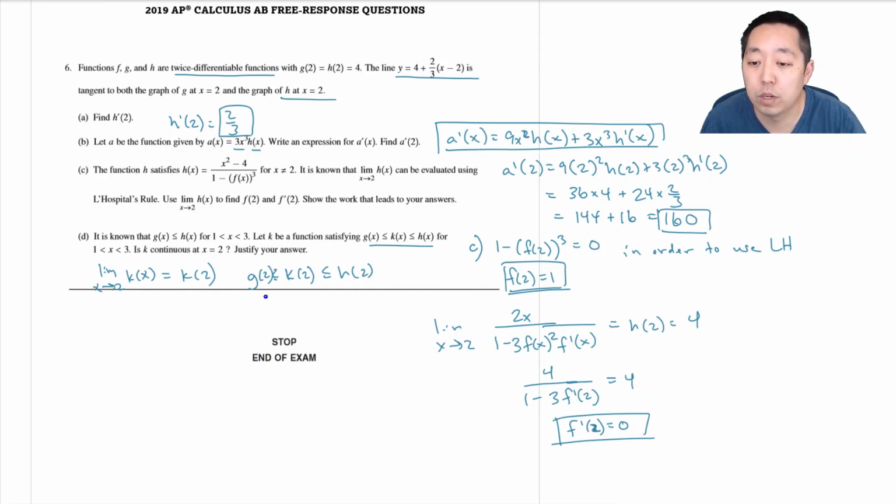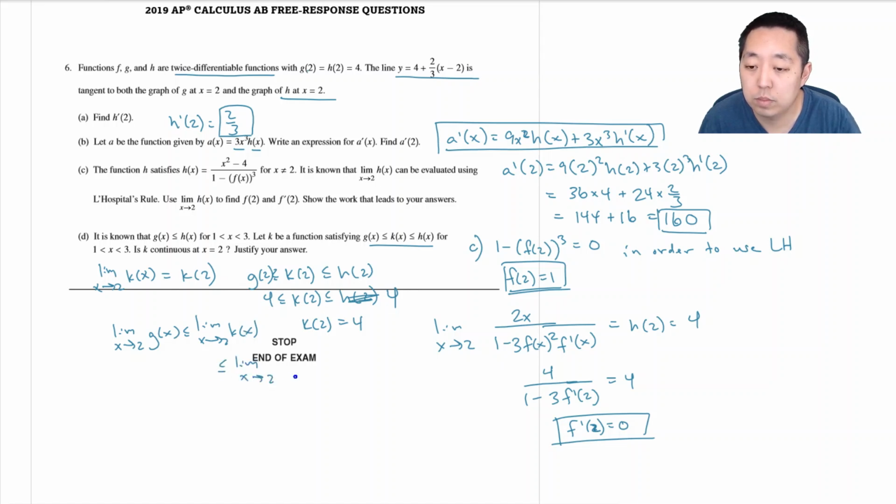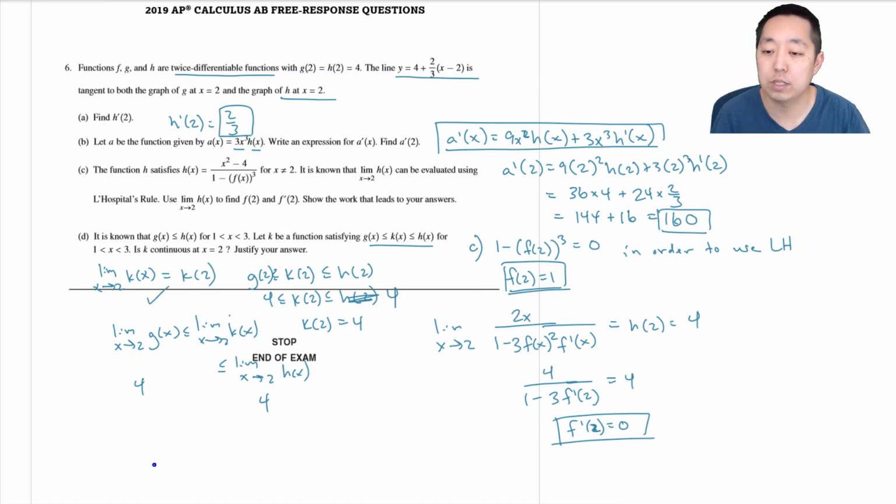And h of 2 and g of 2 are both 4. So 4 is less than or equal to k of 2, less than or equal to h of 2. So k of 2 is between 4 and 4, so k of 2 has to be equal to 4 in order to satisfy this inequality. For this side, you use the same inequality, but you're doing the squeeze theorem. So this one is also 4, and this is also 4, because they said it's continuous, right? So this part is 4, and this part is 4, and so this limit here also has to be 4. And so this limit equals that, so it is continuous. So yes, it is continuous.